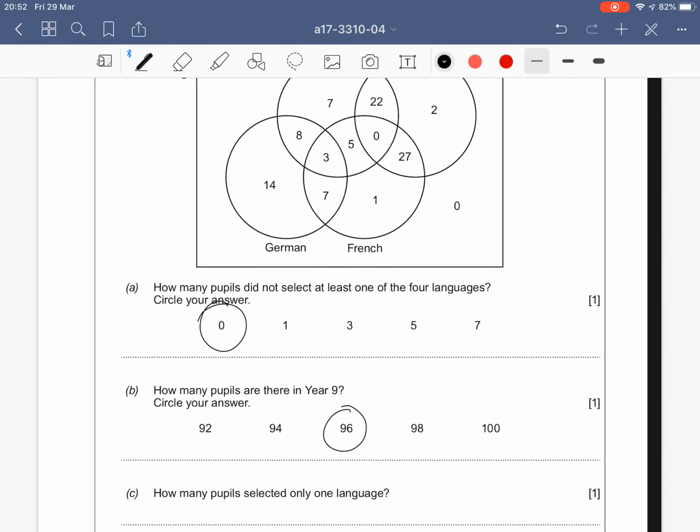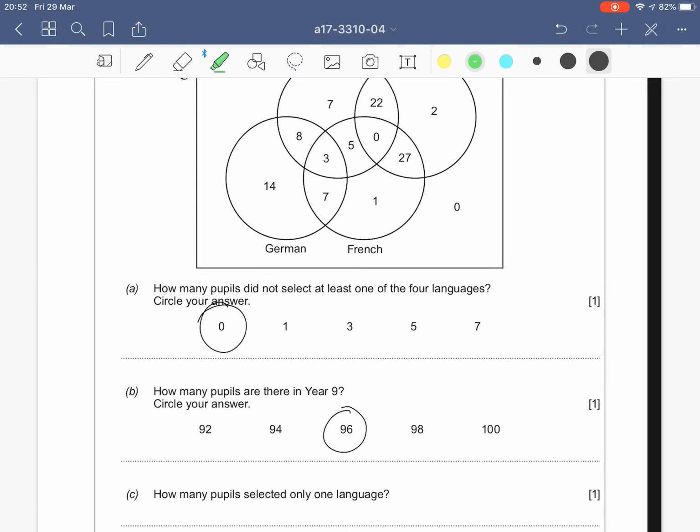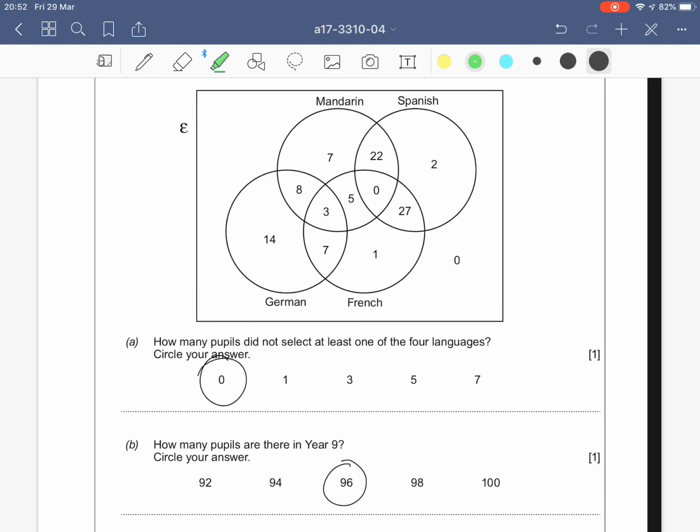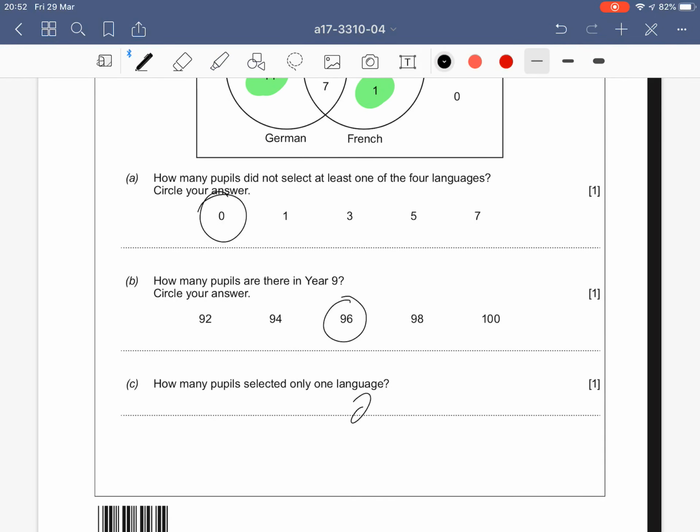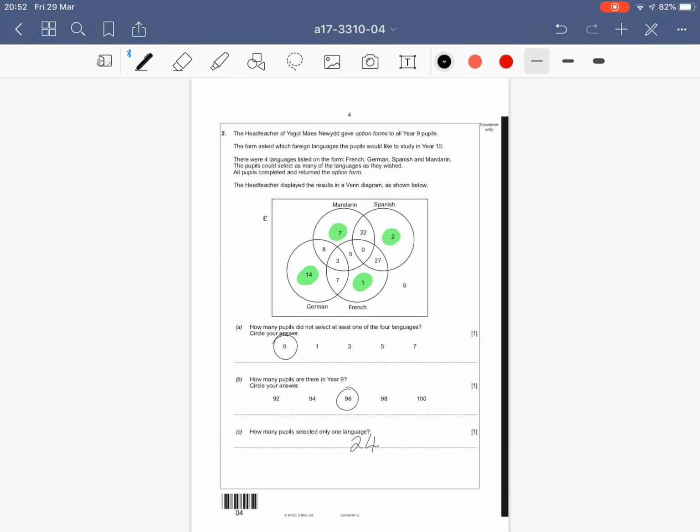How many people selected only one language? So only Mandarin is going to be this one, these 7 people. Only Spanish 2, only French 1, only German 14. So if you add those up, you get 24.